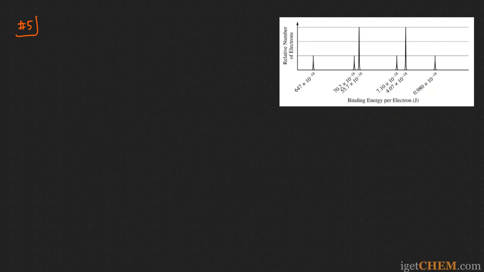So the next one is number 5. I've reproduced that spectrum here because I don't want to draw it, otherwise I would probably have got it wrong. So part A of the question says, based on this photoelectron spectrum, what is the ground state electronic configuration of this element? This is a fairly idealized photoelectron spectrum. I've never really seen one like that.